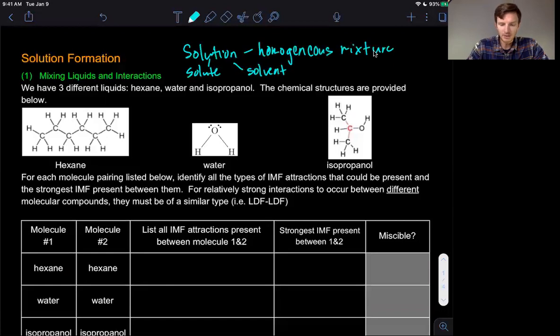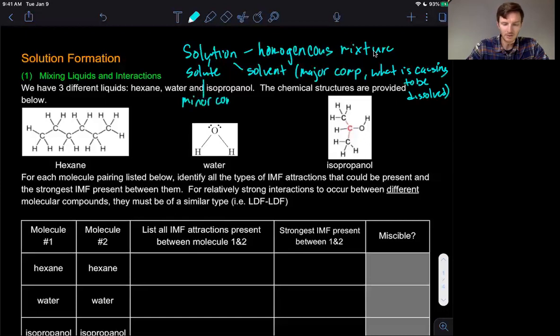The solvent, we typically think of as the major component, or whatever is causing something else to be dissolved. And then the solute is typically our minor component, and we can also think about it as what is being dissolved into our solvent.